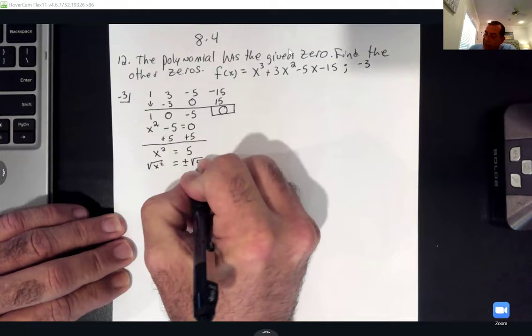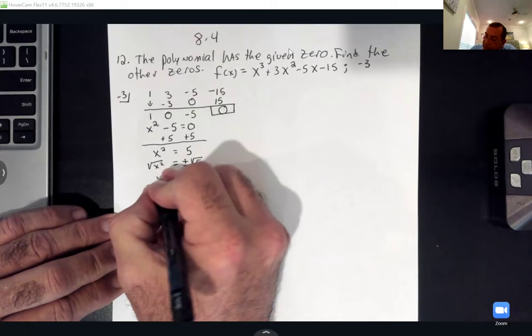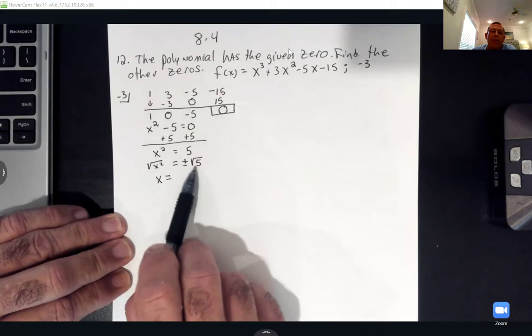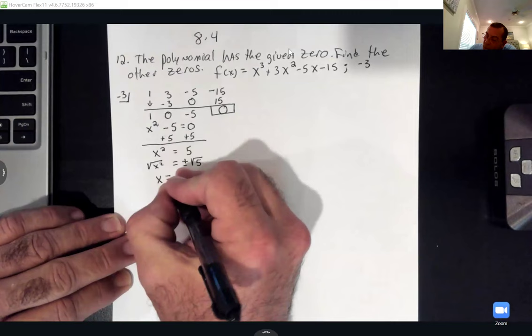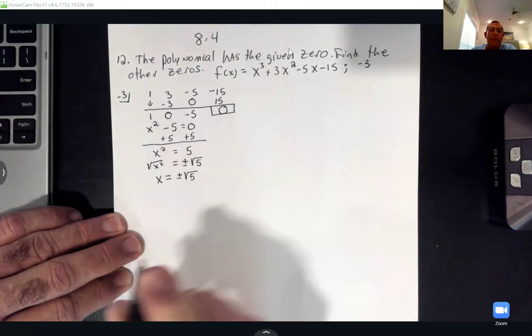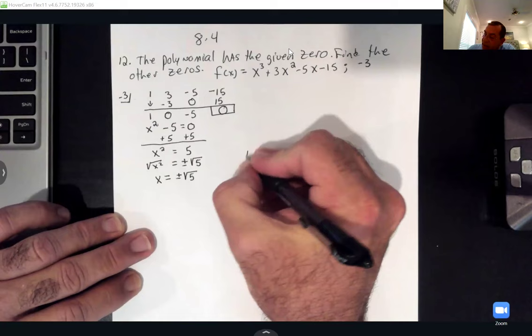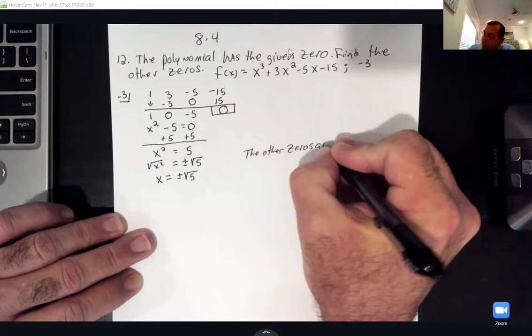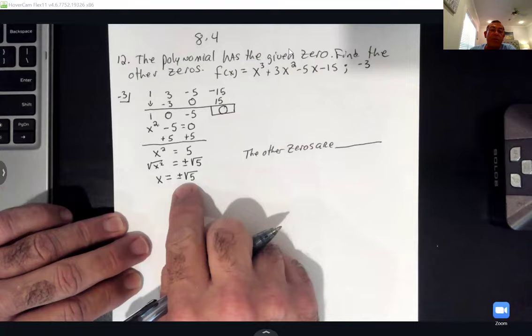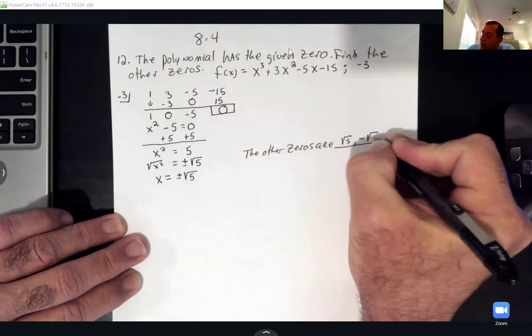So the square root of x squared, those cancel, giving me my x. That's going to equal, well, y'all, in the real world, I can't take the square root of 5 because that's going to be a never-ending decimal. So we'll leave that as a plus or minus square root of 5. So in the answer blank, they'll say the other zeros are blank. And we'll put in, you can either use a plus or minus, or you can do square root of 5, comma, negative square root of 5.